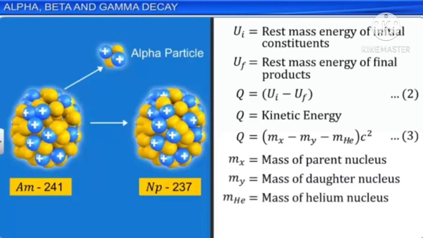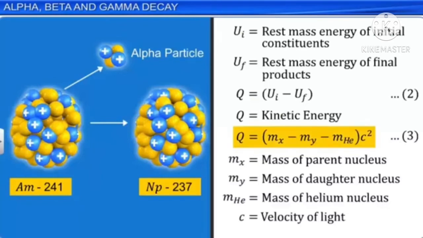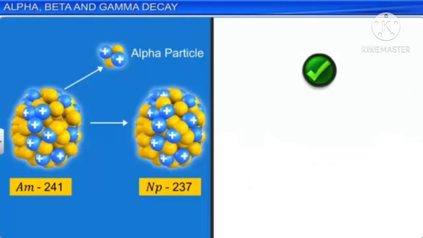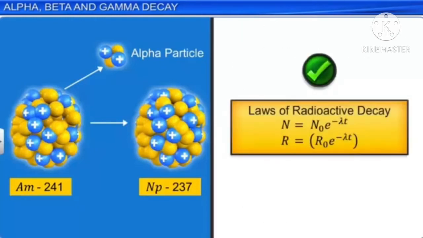Thus, the disintegration energy, Q, is shared by the daughter nucleus and the helium nucleus in the form of kinetic energy. Alpha decay obeys both the laws of radioactive decay, that is, N = N0 e^(-λt) and R = R0 e^(-λt), where λ is the decay constant.